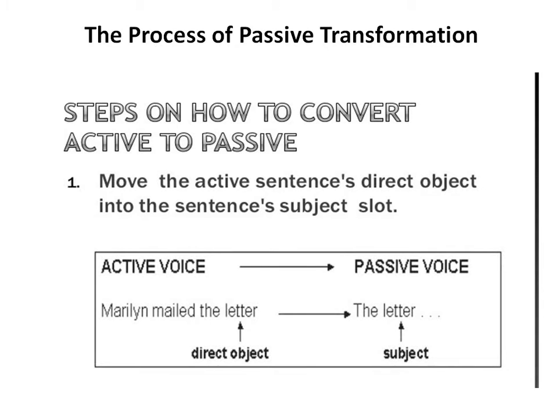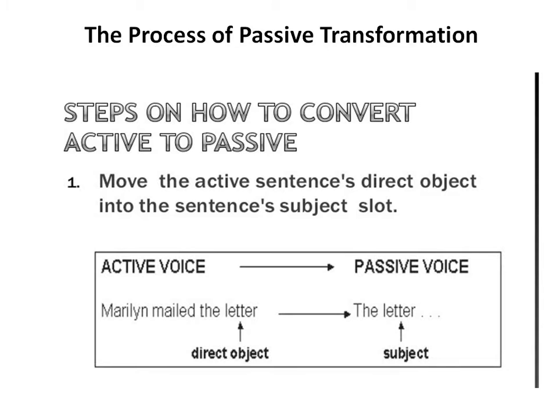So now we are going to study what the general process of passive transformation is, how we generally convert active sentences to passive sentences. The first step we need to do is move the active sentence's direct object into the sentence's subject slot.